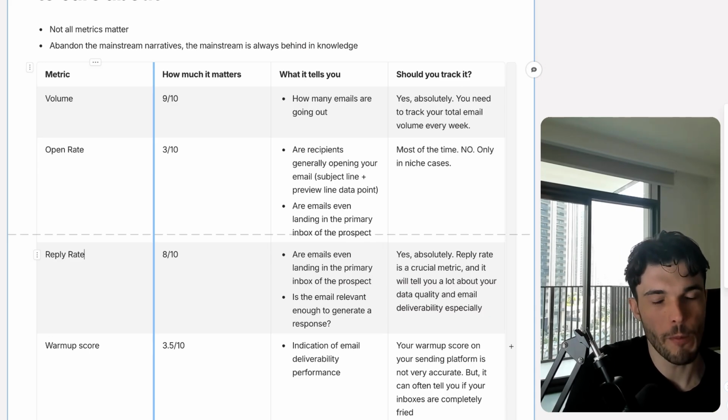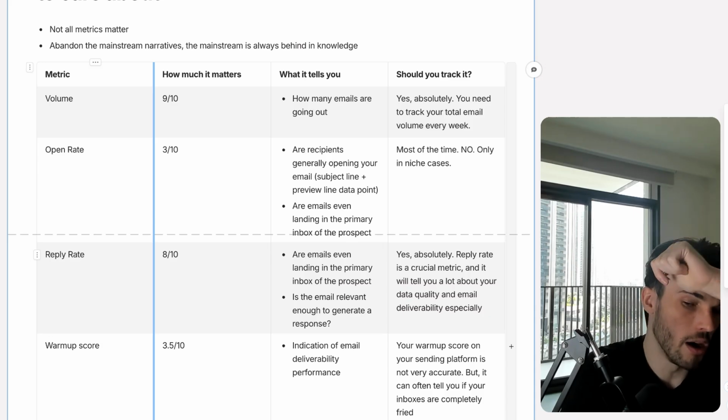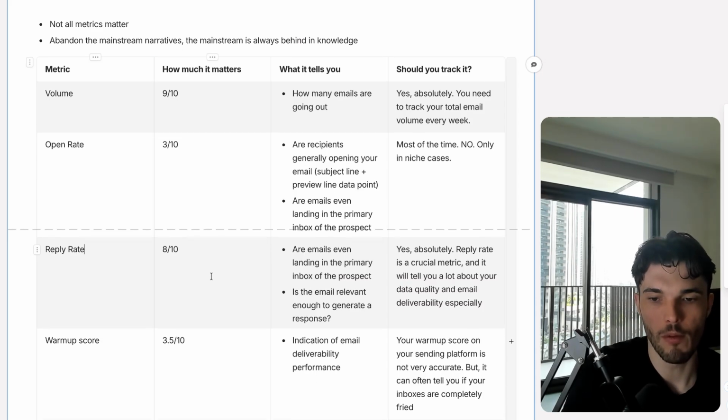Because what other reason would there be that reply rate is dropping? The market is not just going to change overnight, right? So it's a great way to know about your email deliverability.